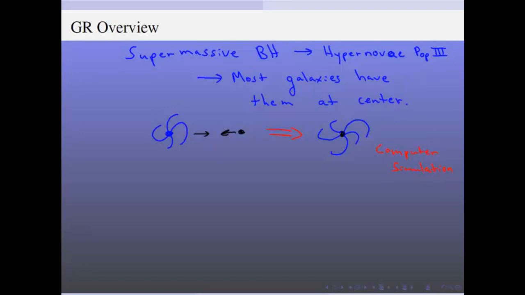Okay, so we've done a little bit of an overview about general relativity, and talked about curvature and how curvature affects things like tidal forces, and it tells matter how to move.